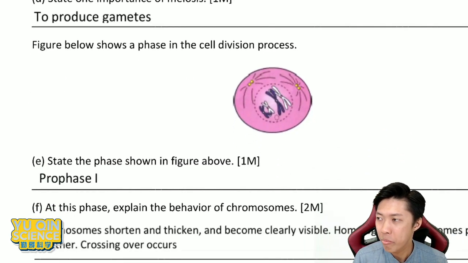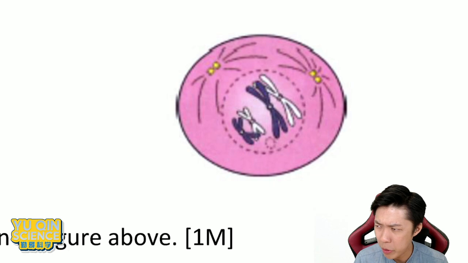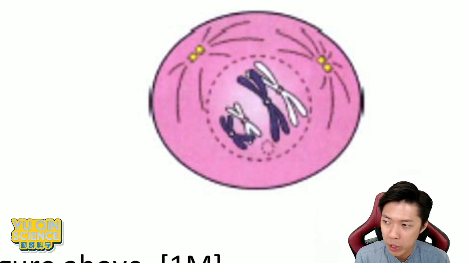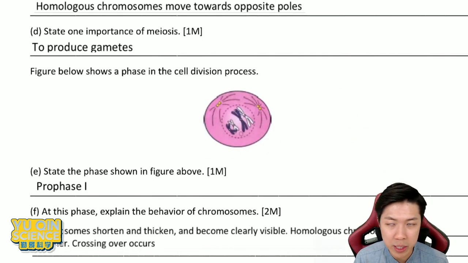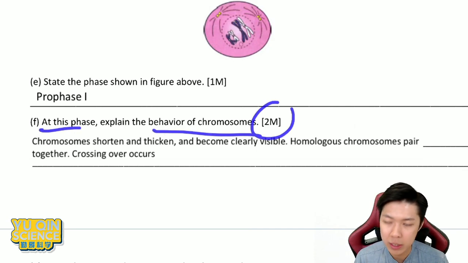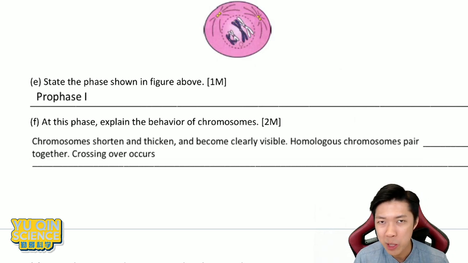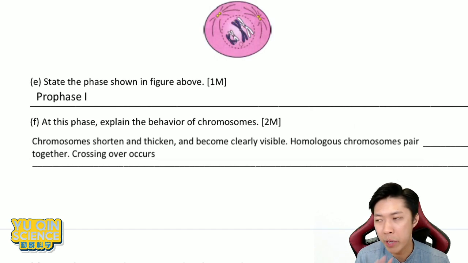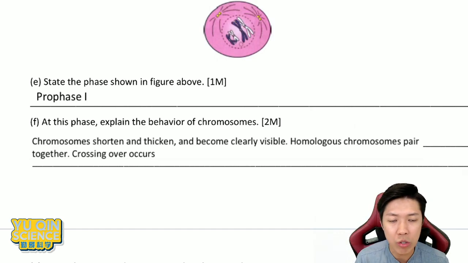Right, next one. Again, asking you to recognize the phase. So if you can see, I think they are exchanging. Look at the blue and the white. They are like, hey, I give you a little bit of mine. Can you give me a little bit of yours? So, right, this is exchanging. So I guess this must be the first phase, which is called prophase 1. At this phase, explain the behavior. 2 marks. First thing, talk about the usual one: shortened, thickened, clearly visible, right? And second thing, talk about crossing over. Very important, make sure you have the keywords. So two things: shortened, thickened, become clearly visible. Second thing, crossing over. Regardless of how you form your sentences, that's what you need to have, okay?